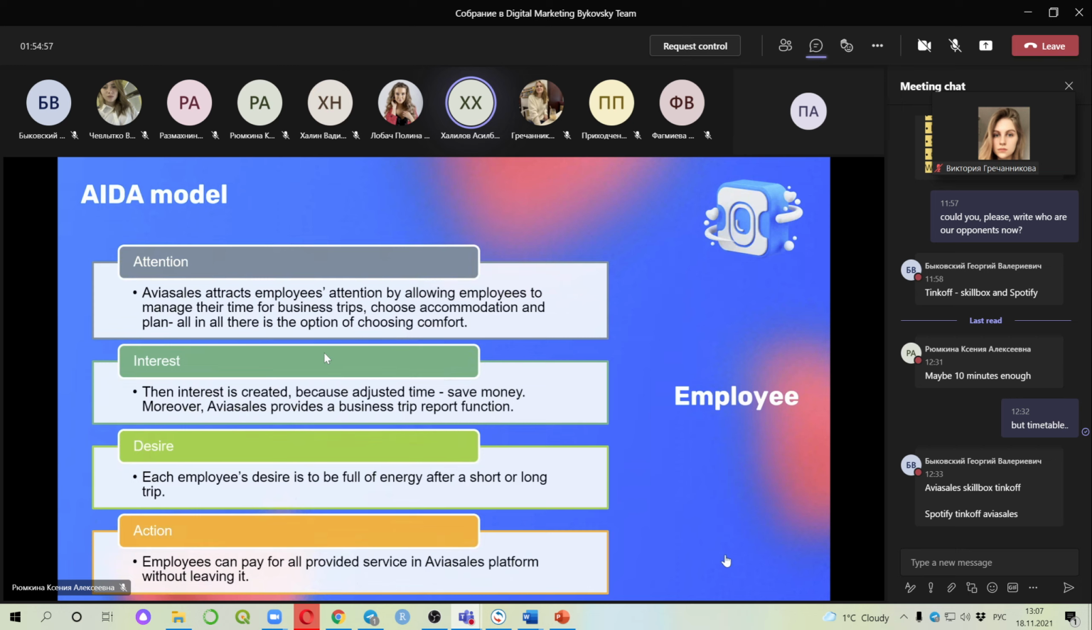The next is desire. Each employee's desire is to be full of energy after a short or long trip. A flexible filter by AviaSales meets clients' desire. Action. Employees can pay for all provided services on the AviaSales platform without leaving it.